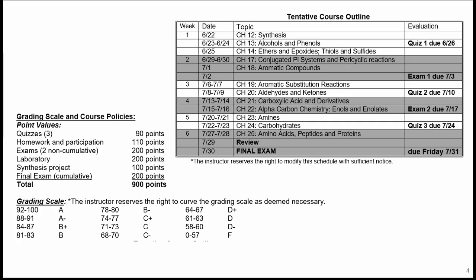We have lab. And for our lab, it's 200 points, and there's a synthesis project at the end, which is usually what I do with my students in lab, where you come up with a big synthesis for a large molecule, which you will be assigned. Any questions yet?